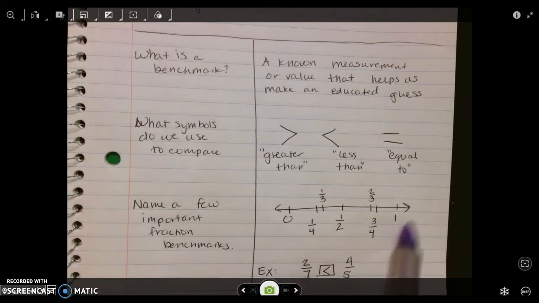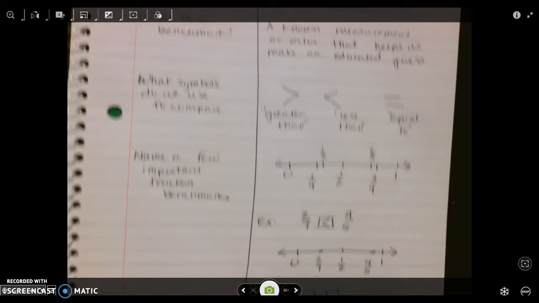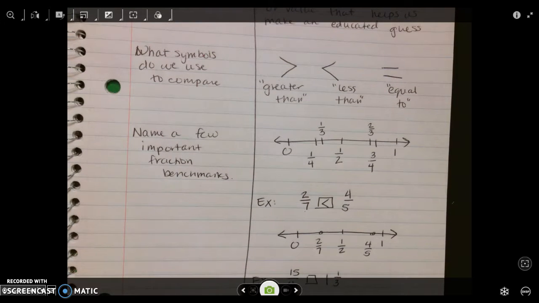Now, how do I use this when I'm comparing fractions? Well, I have this here. So I had 2/7 and I wanted to compare it to 4/5. Now, before I put this in here, what I did is I drew my number line from 0 to 1 and I put 1/2 in there. And I thought to myself, 2/7.